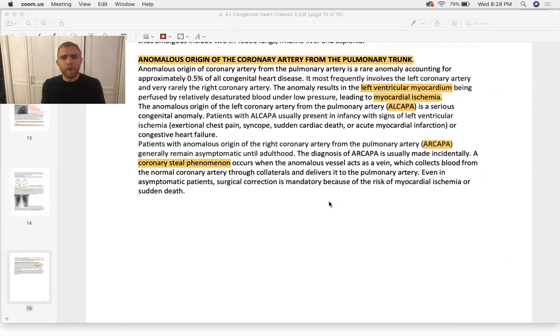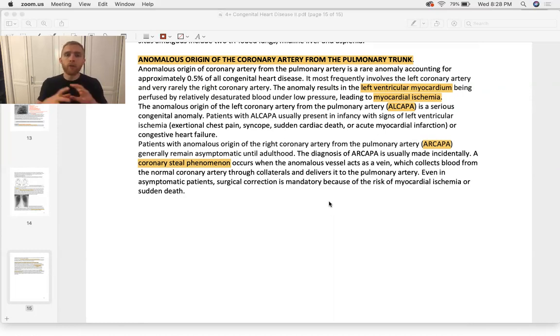Specifically, the ALCAPA is going to lead to a left ventricular ischemia, and the left coronary artery also supplies the anterior septum, which is where most of your conduction bundles are. So ALCAPA as a whole is going to have much more serious consequences than ARCAPA.